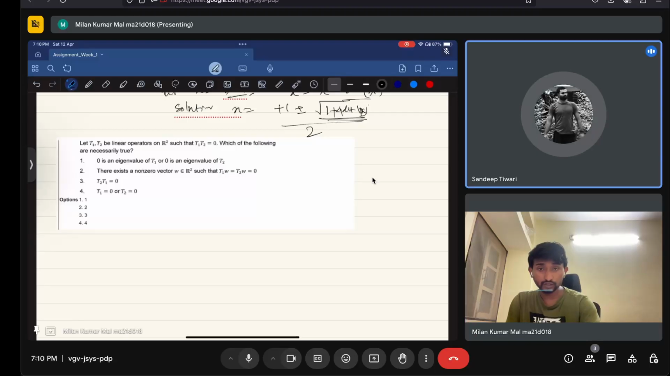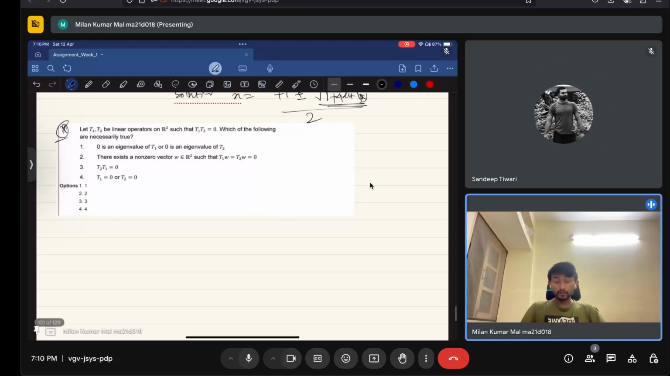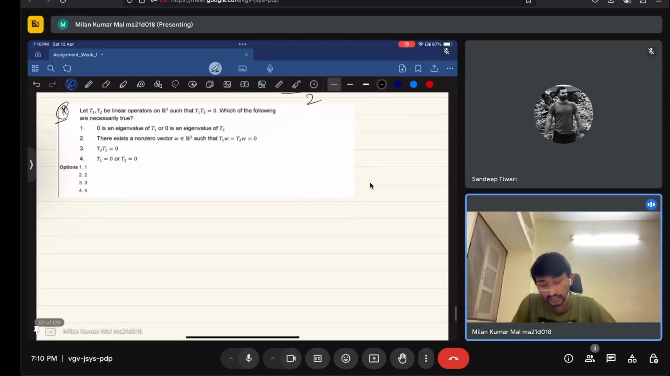Okay, let T1, T2 be linear operators on R square such that T1 T2 equals 0. So if we consider the standard ordered basis, they are actually matrices, right? 2 by 2 matrices. Which of the following are necessarily true?